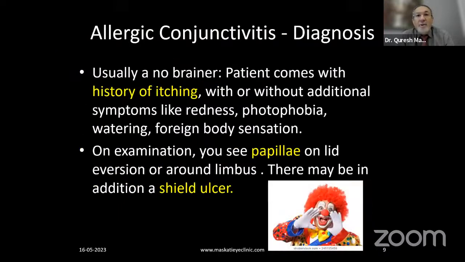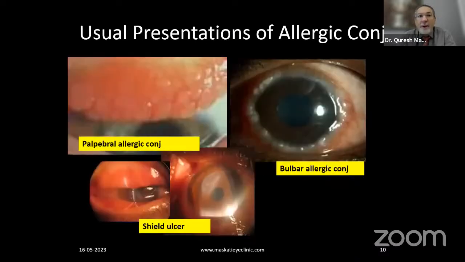So usually diagnosis is quite simple because patient comes with history of itching with or without additional symptoms like redness, photophobia, watering, foreign body sensation. Or on examination, you see papillae on the lid eversion or around the limbus, and you may see a shield ulcer. So diagnosis is not difficult. These are some more pictures, the palpebral variety, the bulbar variety, and the shield ulcer that you can see.